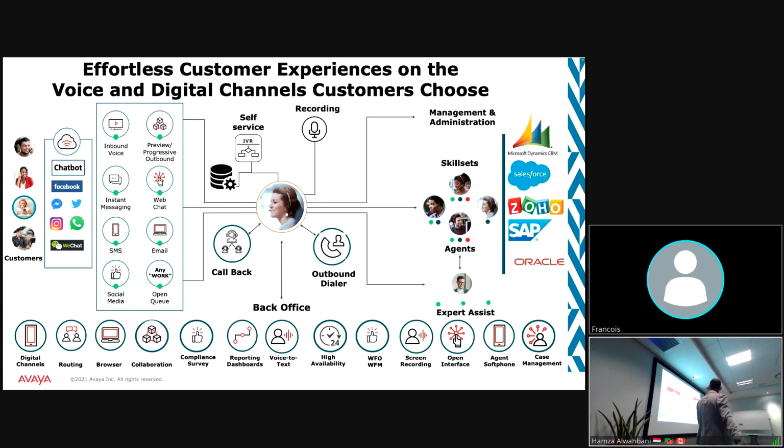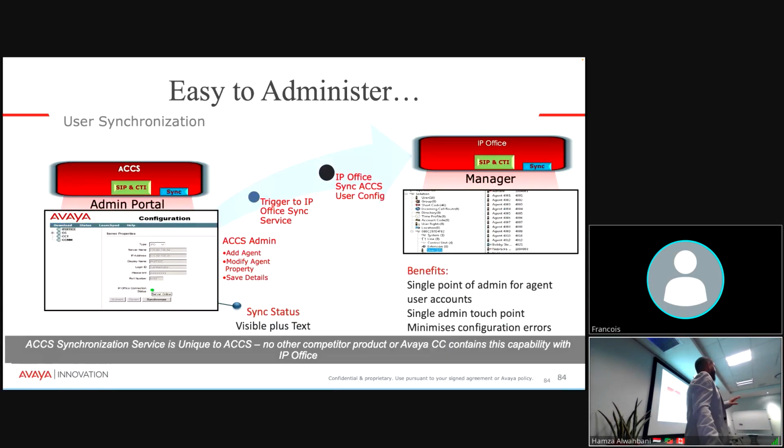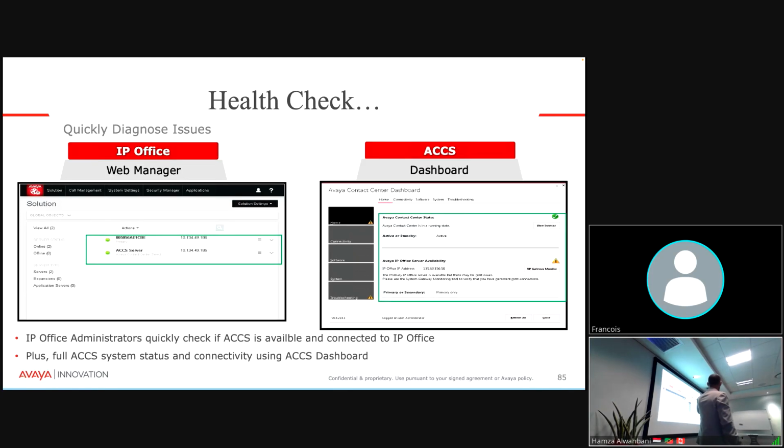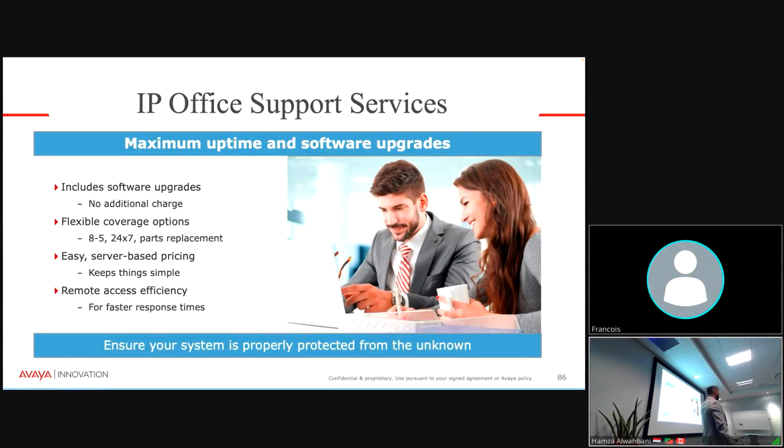Every Avaya contact center comes with an administrator, easy to administer, for IBOFS and for ACCS, as well as many tools to check the health. It's free, coming with every IBOFS and every ACCS, for you as an IT manager to check the health of these services. On perpetual, you have to select a kind of support, one year or two years or three years, 24 hours or 8 hours per day, 7 days. On subscription, this is free.